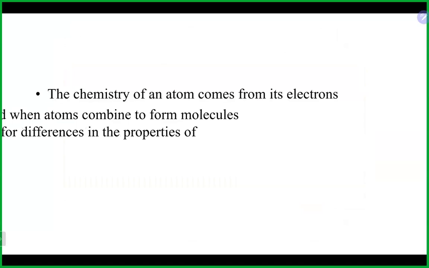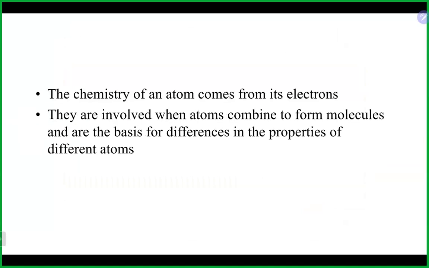So when we talk about atoms, most of its chemistry does come from electrons, because that's pretty much what's involved in bonds. If you think about the structure of an atom, electrons are on the outside, which means when atoms come together, they're pretty much the first ones to say hello to each other. And that's what's going to happen when things go through bonding: those electrons.